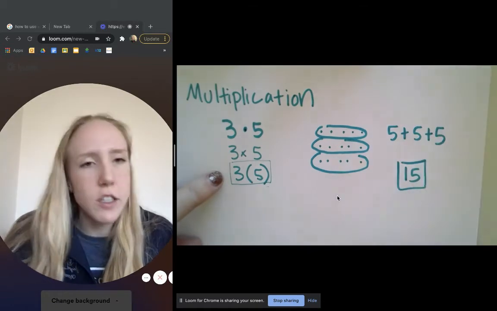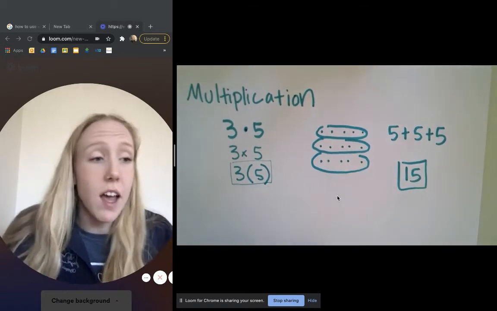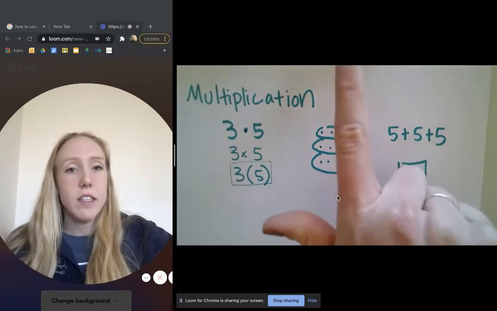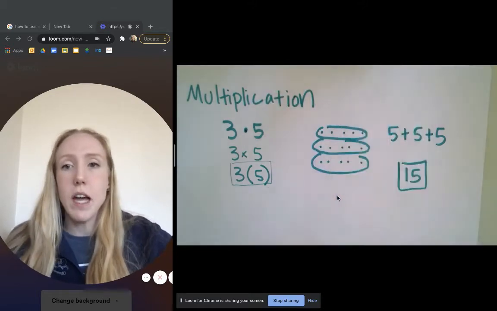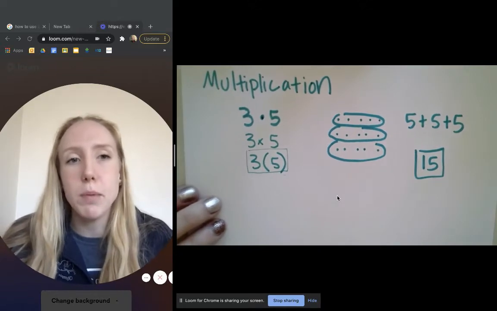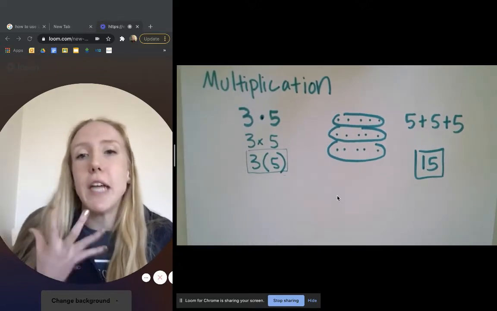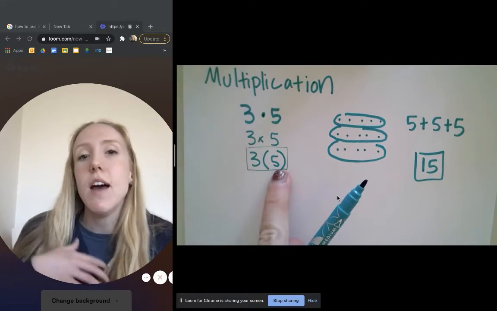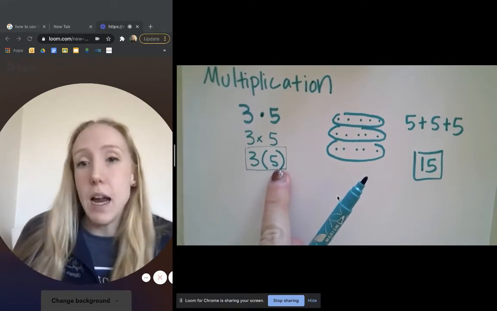And also, you guys, there's no shame in counting on your fingers. I like to do that a lot. I go 5, 10, 15. So 3 times 5 is 15. Okay. So remember when you are multiplying to make sure we're not just adding 3 plus 5. It's actually 5 3 times.